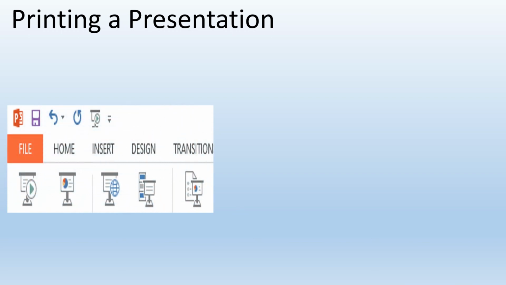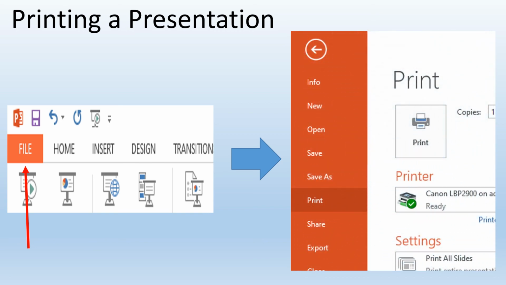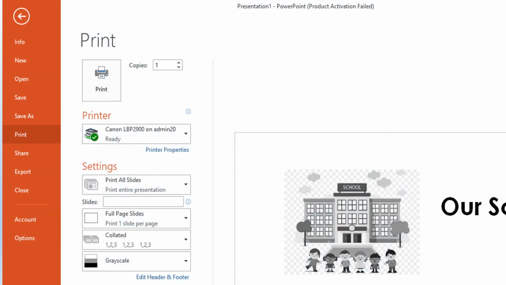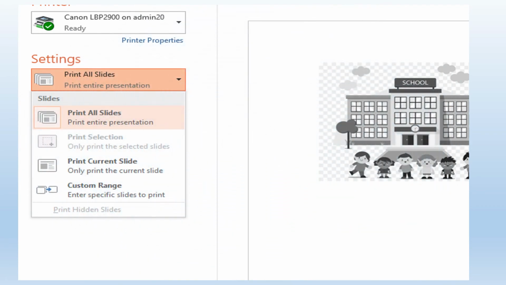Finally, we can learn how to print a presentation. To print a presentation, go to the File tab. Then you will get this window. Select the Print option there. Once you select print, you will have a lot of options. You can select a printer by clicking this drop down arrow, and you can select whether you want to print all the slides or just the selected slides. It can be selected here.